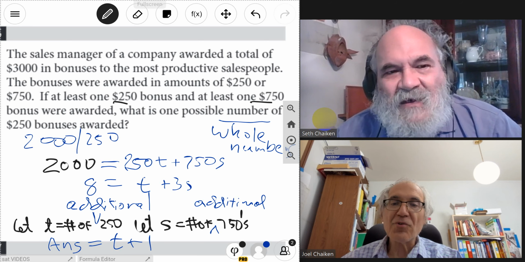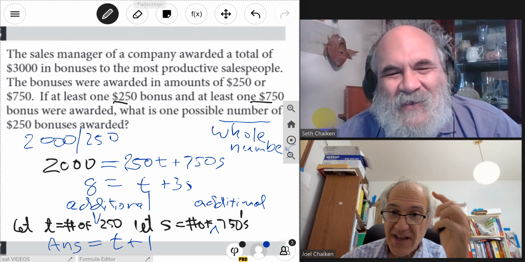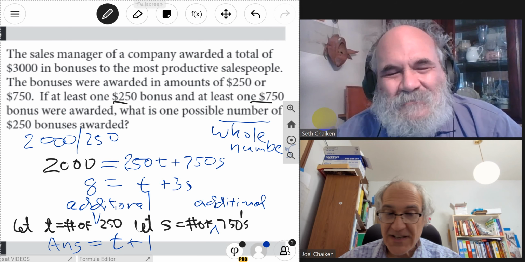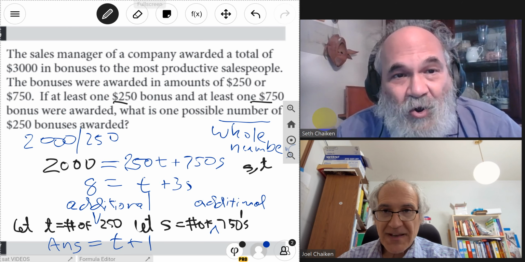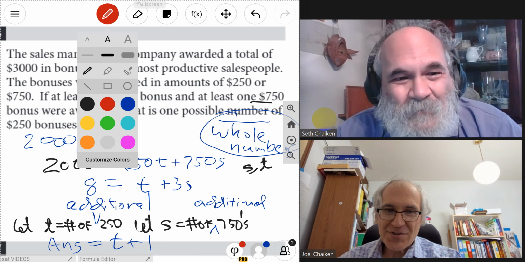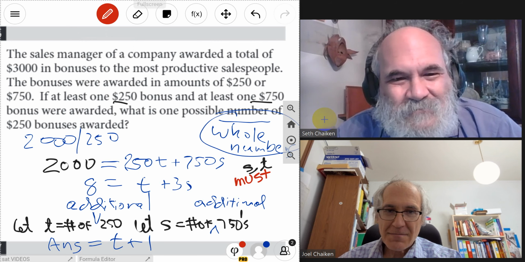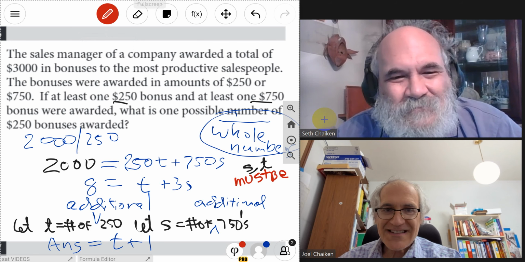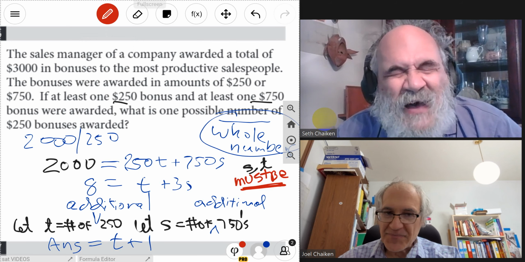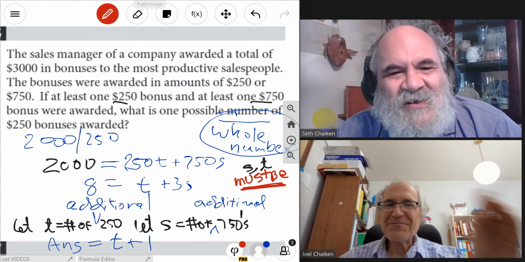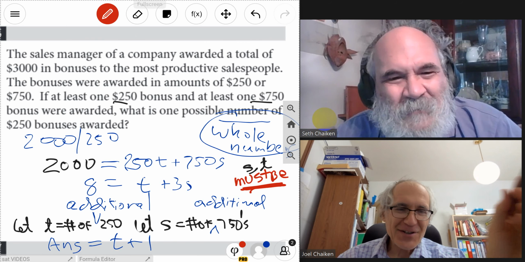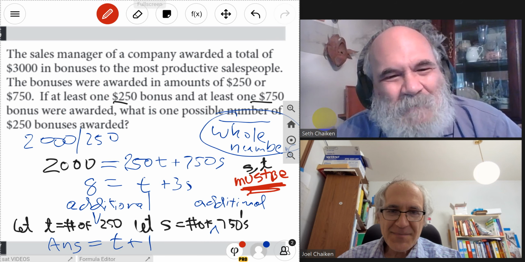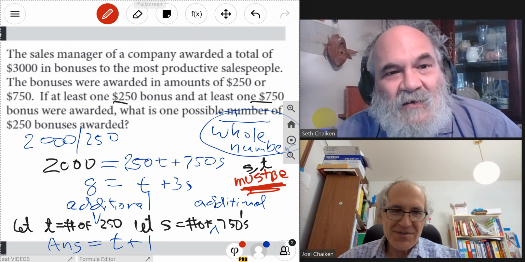And the rule here is, we should put it down, but you'll know it in your head. S and T must be whole numbers, integers. This is critical. And not negative, not just integers, but positive or zero integers. But you don't have to go nuts. Everybody knows those. It's common sense.